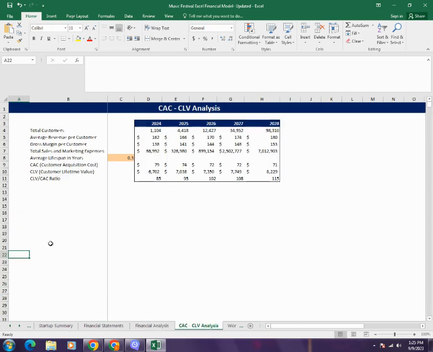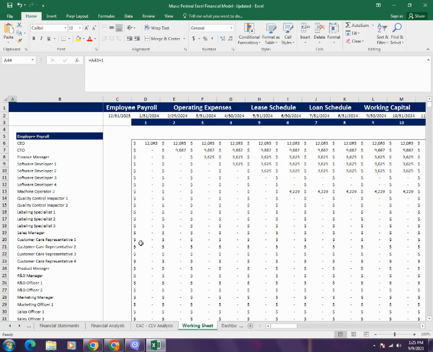Then comes the CAC-CLV analysis, which tells you about the customer acquisition cost and customer lifetime value, and the ratio of CAC-CLV. Then comes the working sheet. The working sheets have all calculations that are being used in the financial statements.